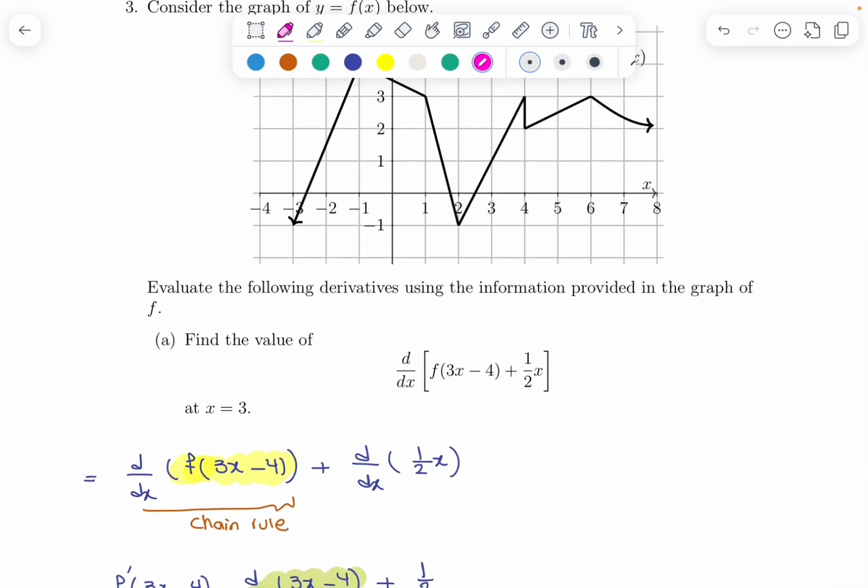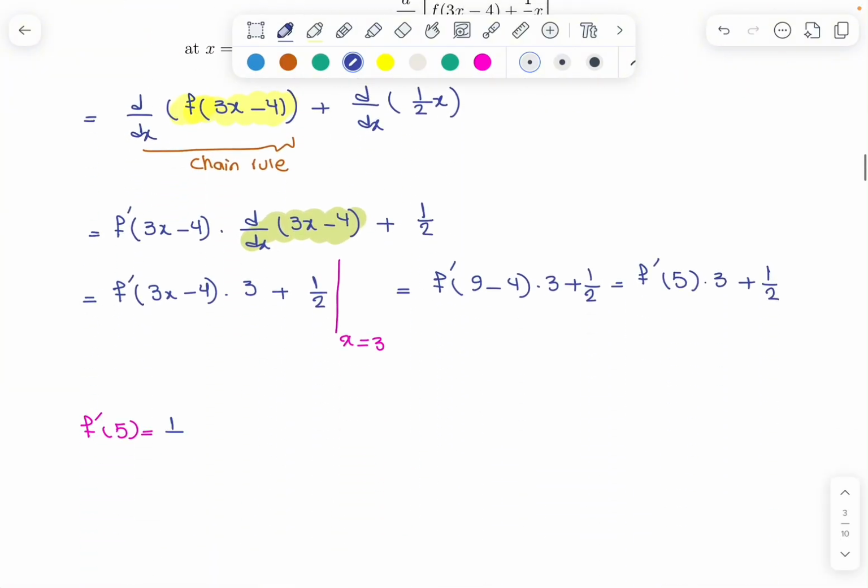So f prime at 5 would be the slope of the tangent line to f at 5. So you need to find the slope of this line. The slope of this line, as you can see, would be rise over run. Rise is 1, run is 2. Therefore, f prime at 5 is 1/2.